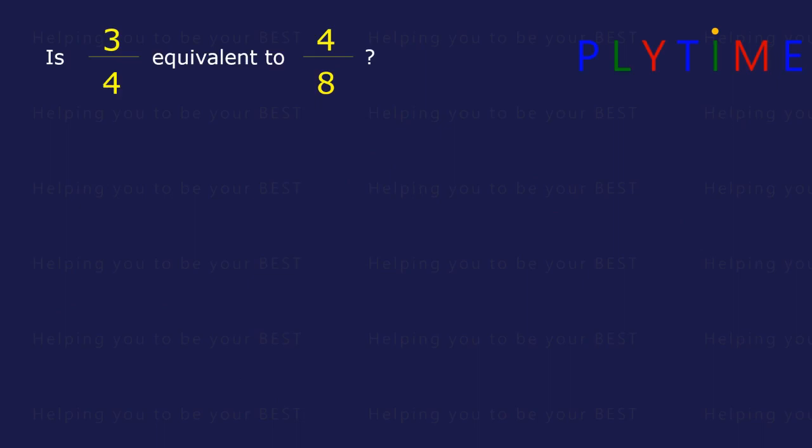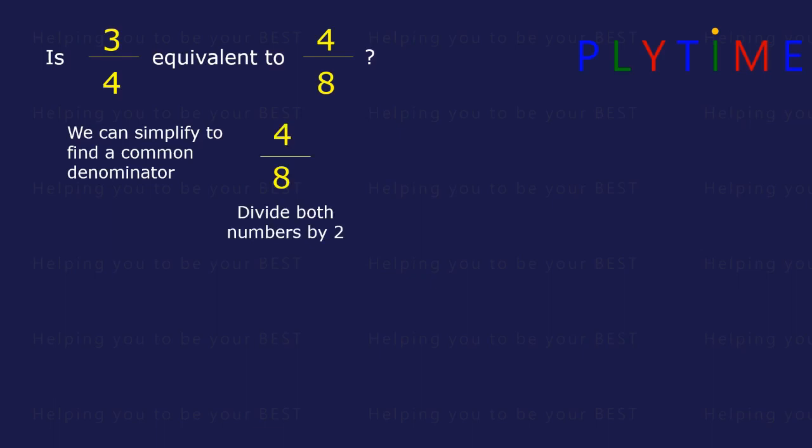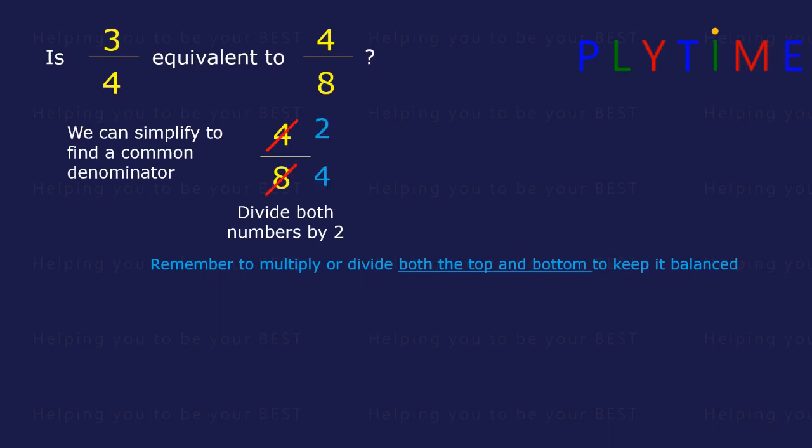Is 3/4 equivalent to 4/8? We can simplify to find a common denominator. 4/8: we can divide both numbers by 2. Remember to multiply or divide both the top and the bottom by the same number to keep it balanced. 4 divided by 2 equals 2 and 8 divided by 2 equals 4. Now we have them both in quarters and 3/4 does not equal 2/4.